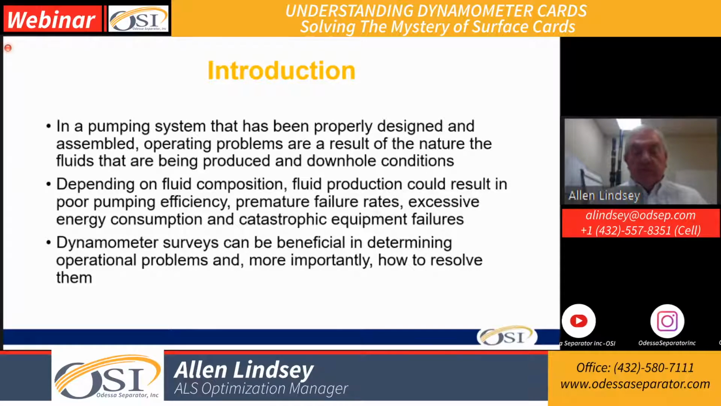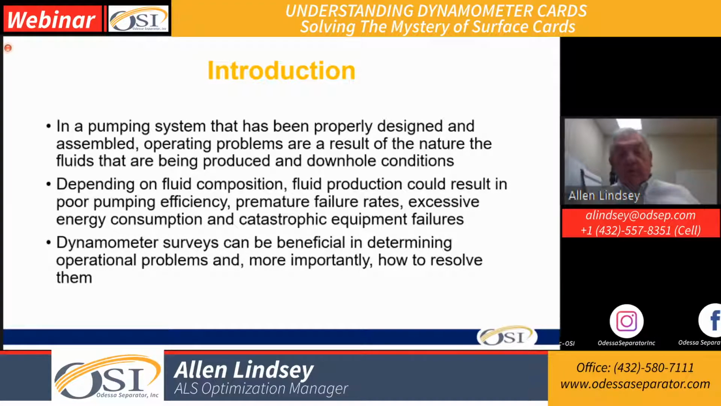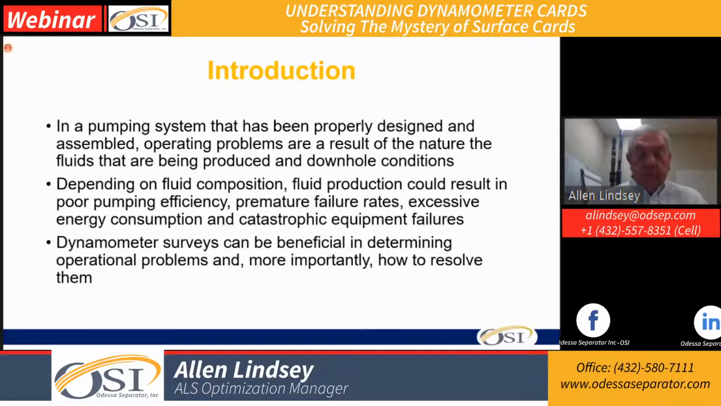Dynamometer surveys can be beneficial in determining operational problems and, more importantly, how to solve them. Producers and operators who take measures to determine operating problems and how to mitigate them as much as possible are going to have a far more profitable operation.